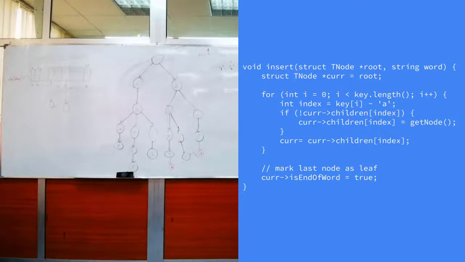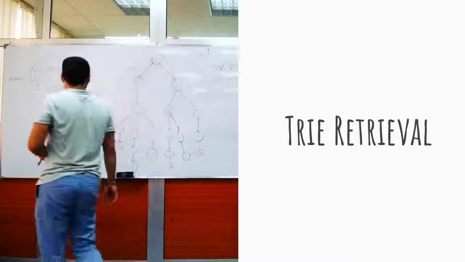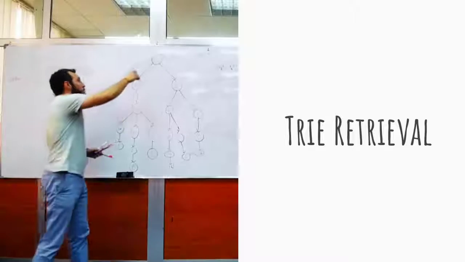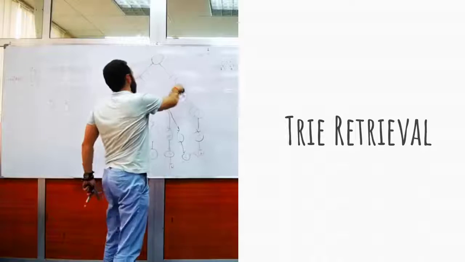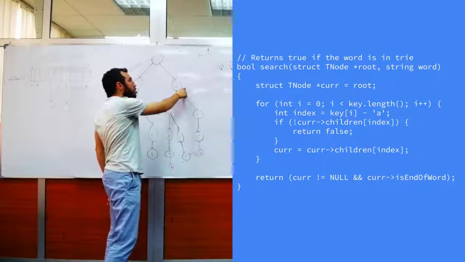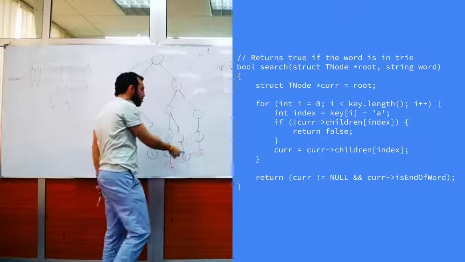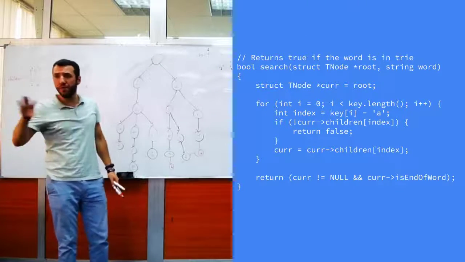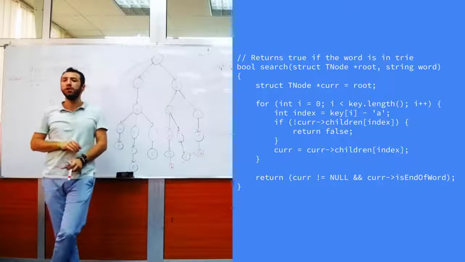All right, now let's take a look at search. Let's say we are searching for "doit" right now. We start from the root, and then we go to the next node if it exists. D is here, and we go to the next node. O is here, we go to the next node. I is here, we go to the next node. T. And then we are done with processing our word. Right? But just because this node exists, does that guarantee that I have the word? No.